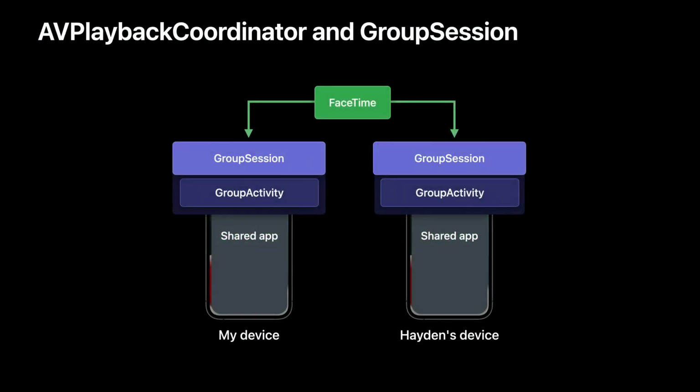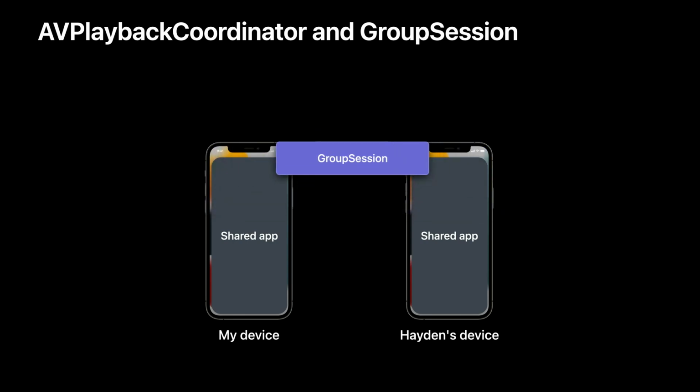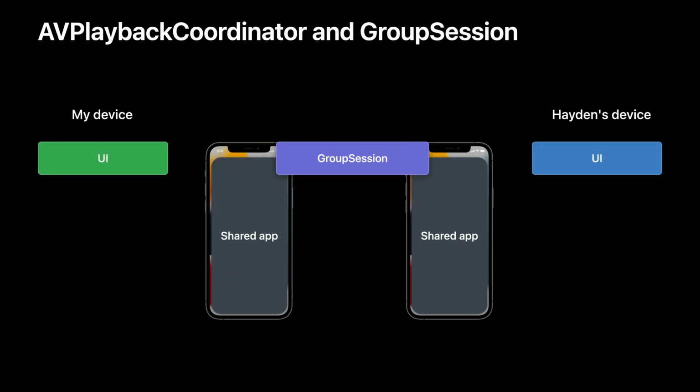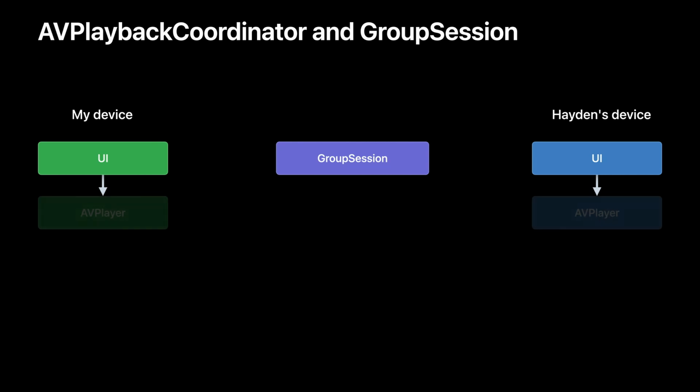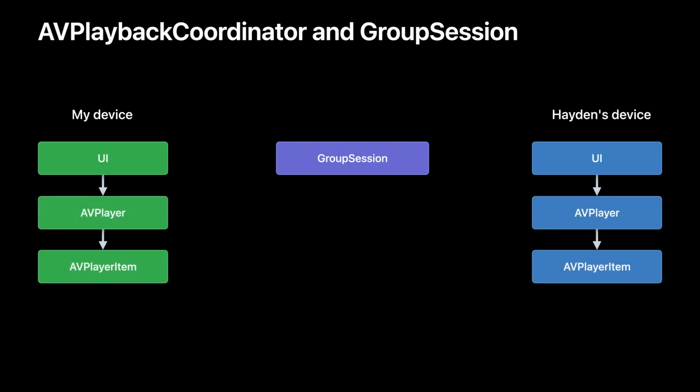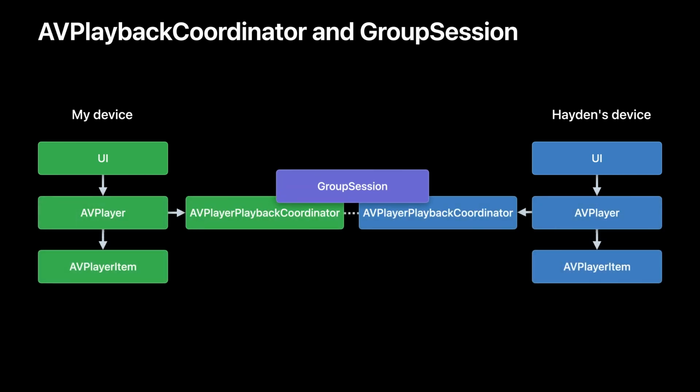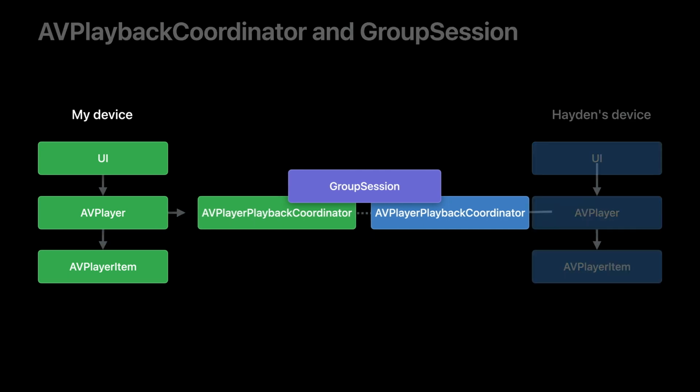Let's look at our device setup again. For the rest of the talk, we are going to represent the group activities objects through the group session. We also assume that your UI presents an AV player playing some AV player item. And this is where the new AV Player Playback Coordinator comes in. When you call coordinator coordinate with session, as Hayden showed earlier, we have effectively connected the two AV players and they start to affect each other.